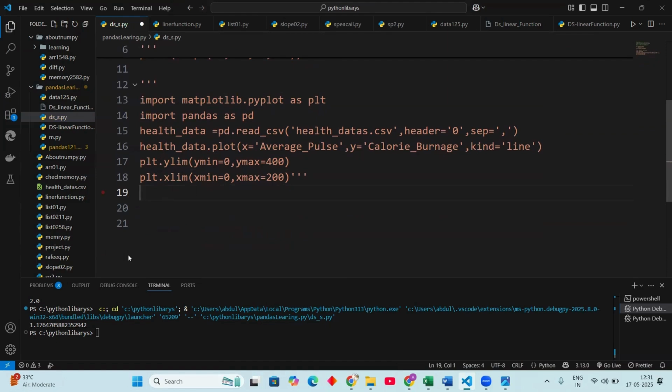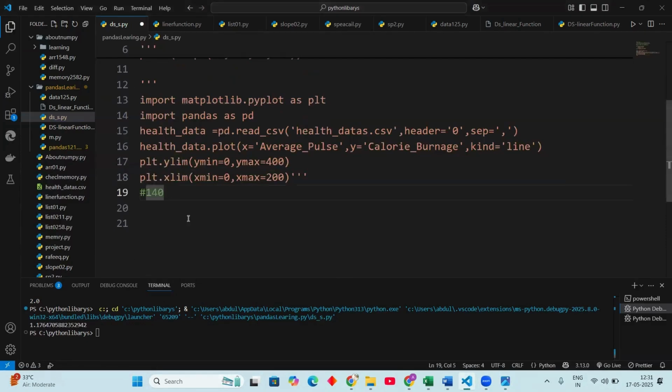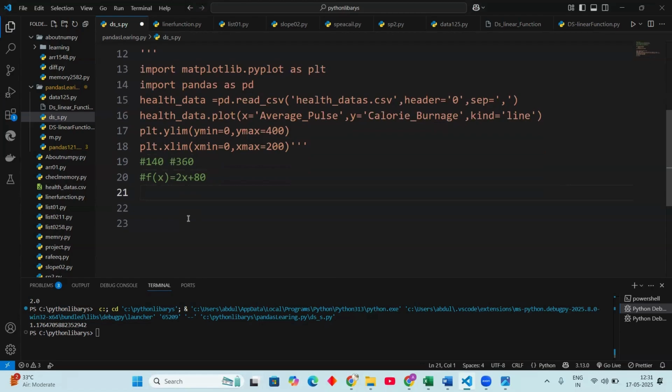My assumption is 140. I take 140 here. My assumption is 140, and it hits 360. So I have to prove where the data is hitting. The prediction value is 360, right? Now come to the function. I have to first prove the function. Which function do we have? The equation f(x) = 2x + 80, right? First, I have to show you this equation.